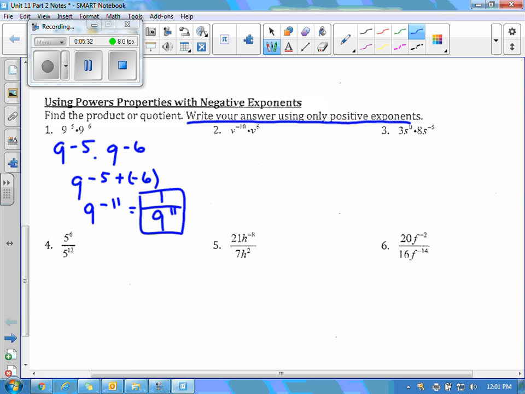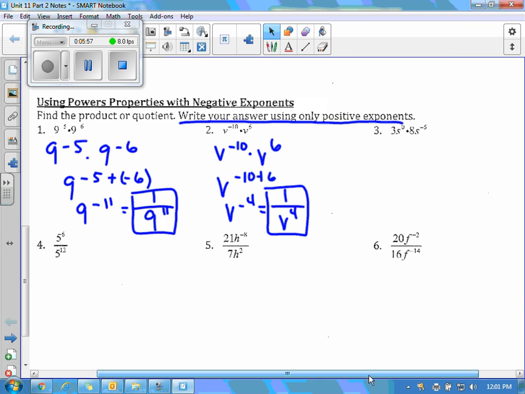For number 2, I have b to the negative 10 times b to the 6. It's hard to read on the video. I have the same base, so I can add these exponents together. Negative 10 plus 6 is negative 4. I only want positive exponents, so I'm going to rewrite this as 1 over b to the positive 4. And I'll be done here.